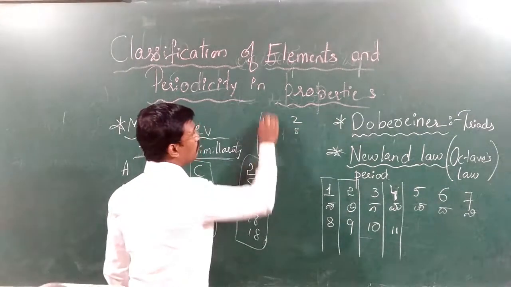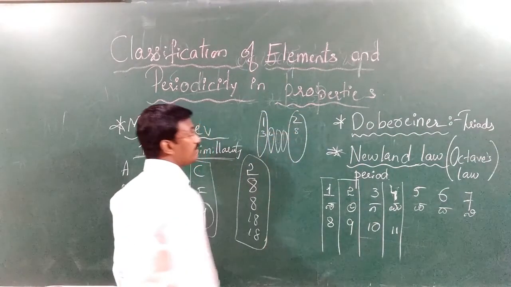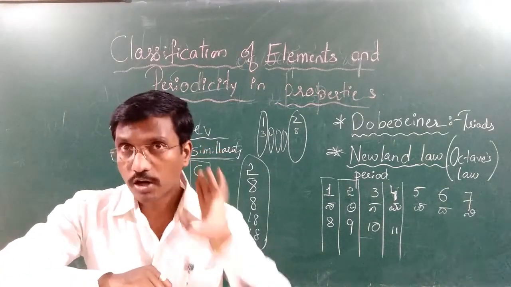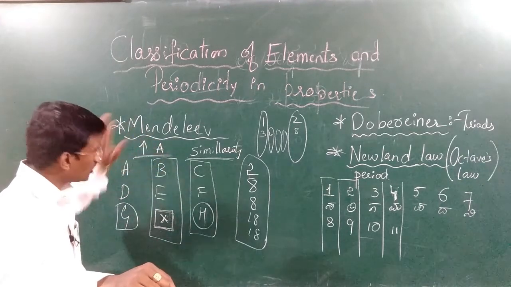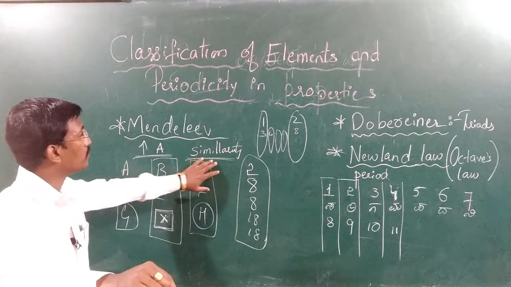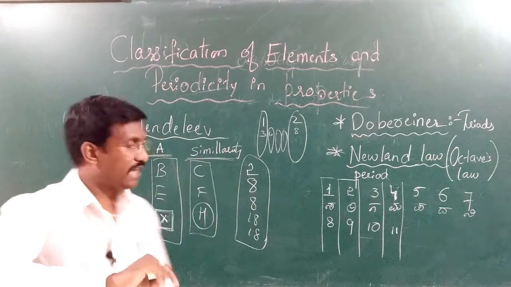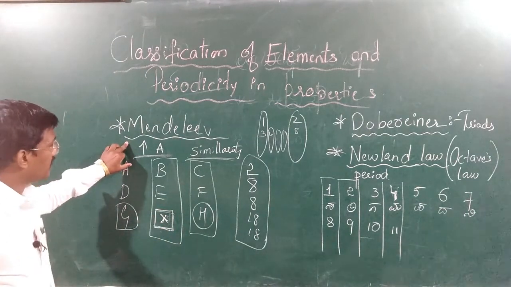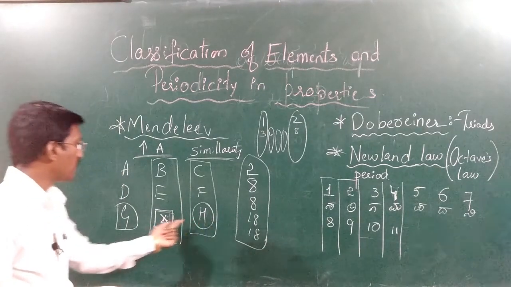He gave more preference to the atoms which have similar properties. He arranged the elements by grouping similar properties. So according to him, Mendeleev arranged the elements in increasing order of atomic mass. Moreover, he gave more preference to the similarity of the elements, that is, atoms.